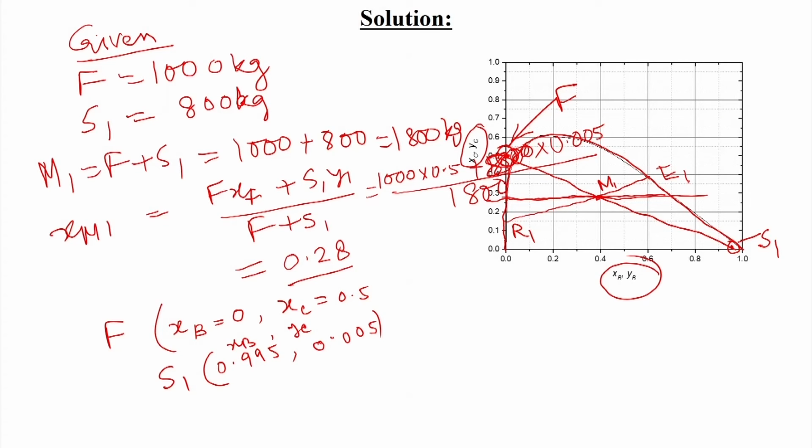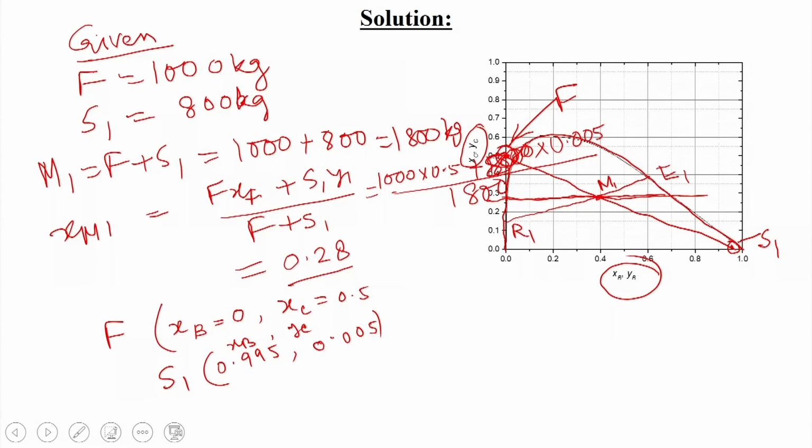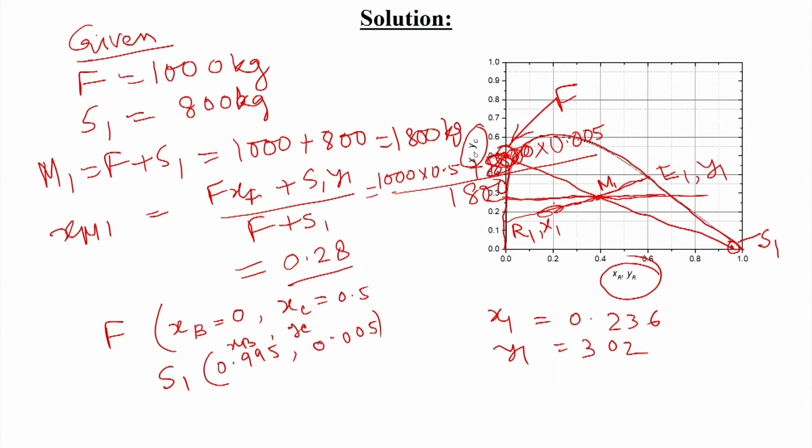From this tie line, when we plot it, we get x c and y c, that is x 1 and y 1. From this graph paper, x 1 is 0.236 and y 1 is 0.302. That is the tie line value, and this one is R 1 and this one is E 1.